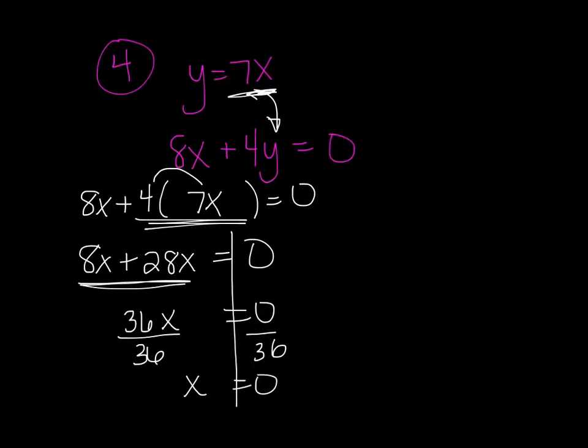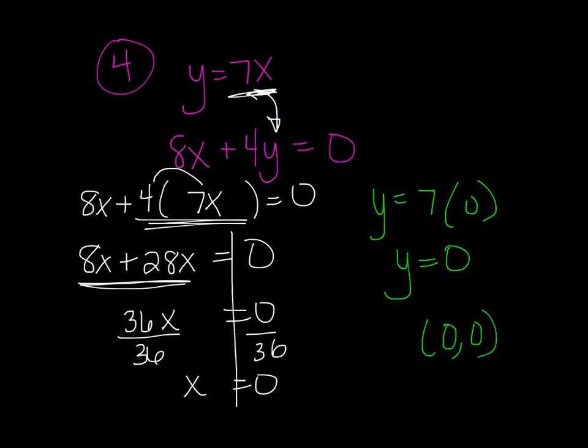Now I'm going to take that and plug it into my equation that's solved for y. So y equals 7x. I'm going to plug 0 in for x. 7 times 0 is 0. So my equation is 0, 0. Or I'm sorry, my solution is 0, 0.